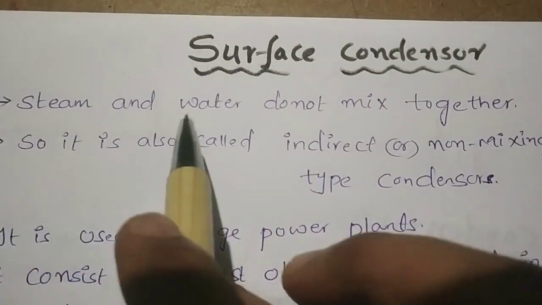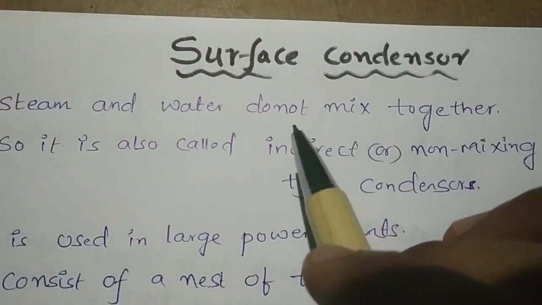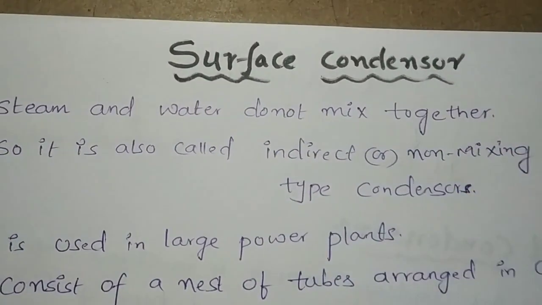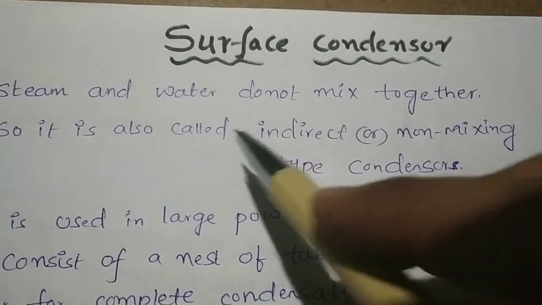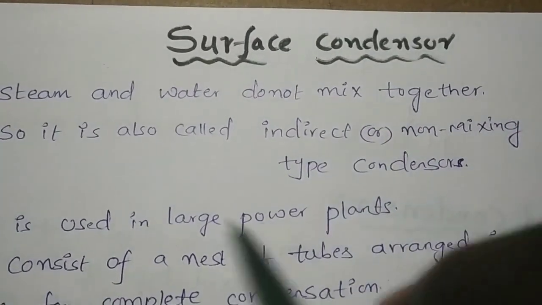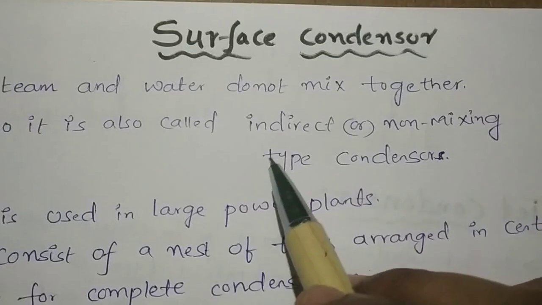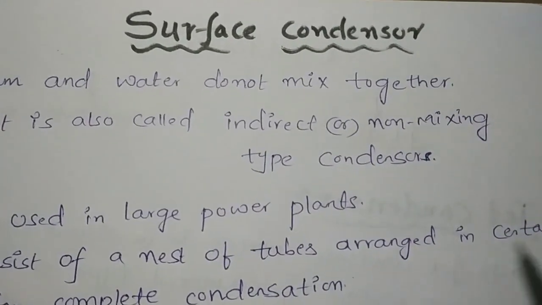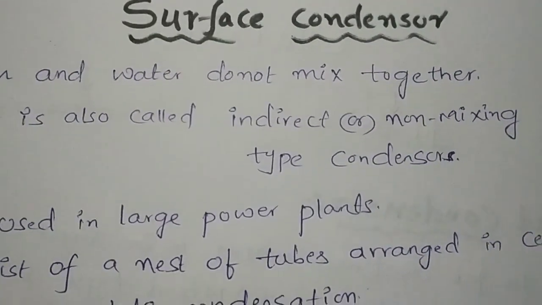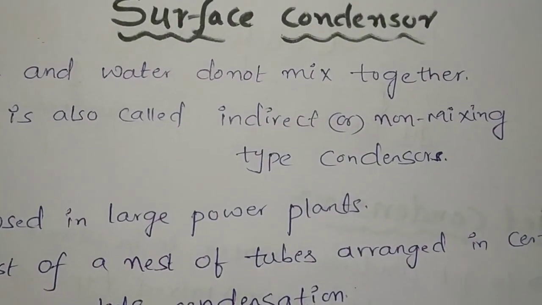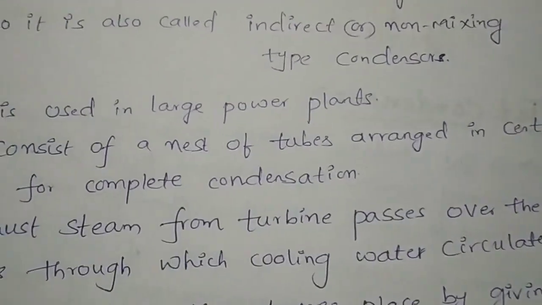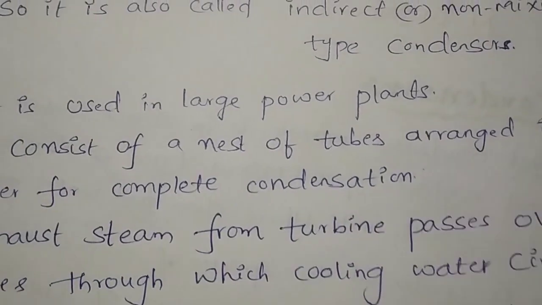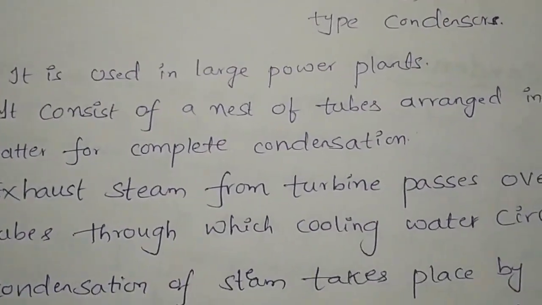But here the steam and the water do not mix together. There is no contact and no mixing of the water and the steam coming from the turbine. That's why this condenser is also called an indirect condenser, or a non-mixing type condenser. Because here steam and water do not mix, it is named a non-mixing type condenser. It is used in large power plants wherever clean fresh water is available.